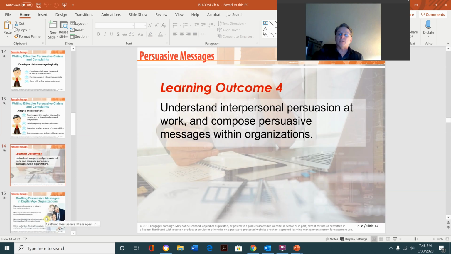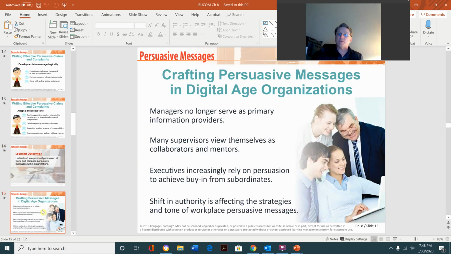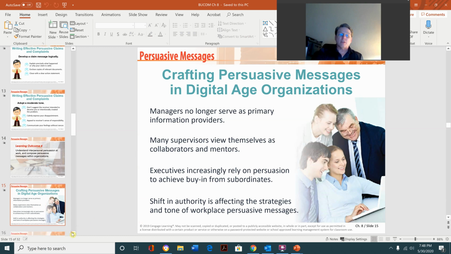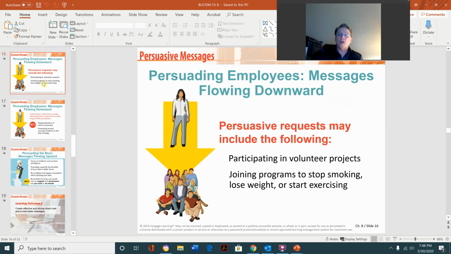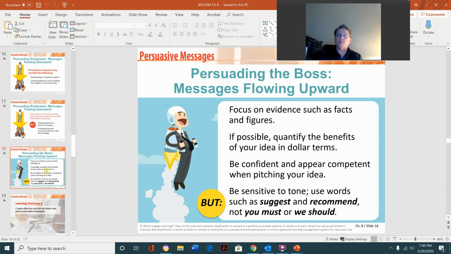Next learning outcome: understand interpersonal persuasion at work and compose persuasive messages within the organization. So, crafting persuasive messages in a digital age organization is completely different because of all the openness and the quickness of everything. Persuasive requests may include the following: participating in volunteer projects, running programs to stop smoking, lose weight, or start exercising. Okay, persuading the boss, message flowing upward.